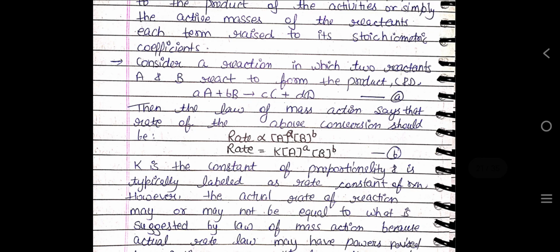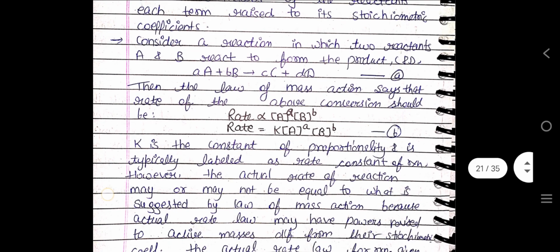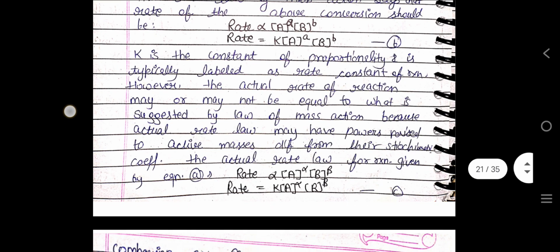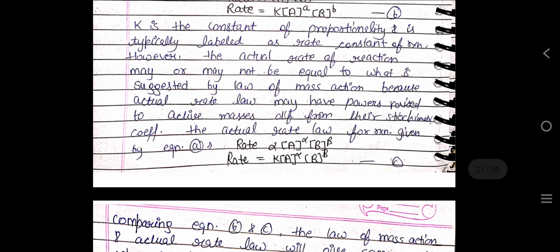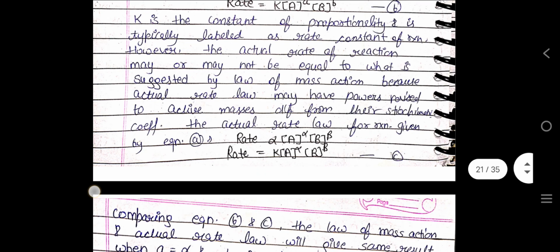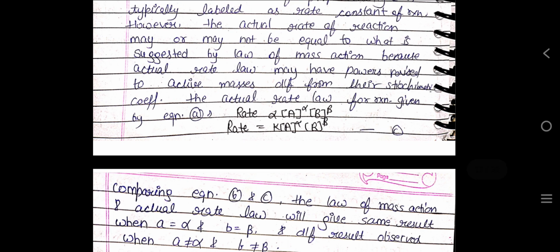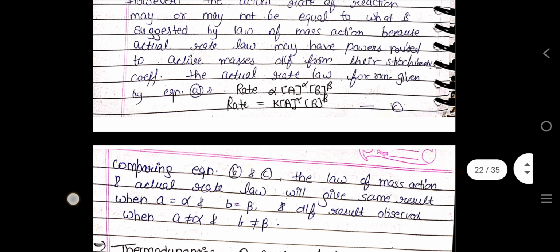According to the law of mass action, the rate of a chemical reaction is directly proportional to the product of activities, or simply the active mass of the reactants, each term raised to its stoichiometric coefficient. Consider a reaction in which two reactants A and B react to form the products C and D: aA + bB changes into cC + dD.